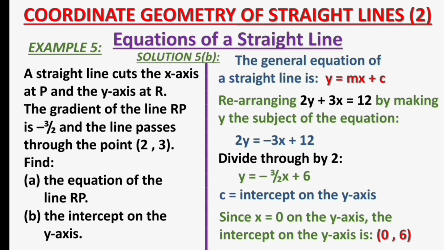Once again, from the general equation of a straight line, which is y is equal to mx plus c, the c represents the intercept on the y-axis. When you compare the rearranged equation with the general equation of a straight line, you are going to find out that c is equal to 6, which is the constant term. Since x is equal to 0 on the y-axis, the intercept on the y-axis is x is 0 and y is 6. I hope the solution to example 5B is clear to you.